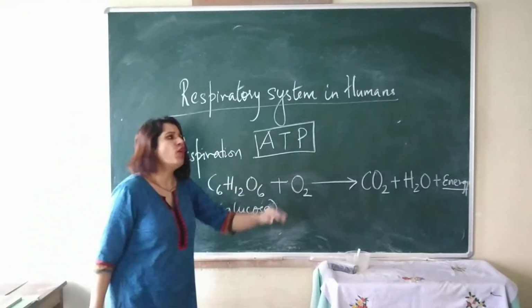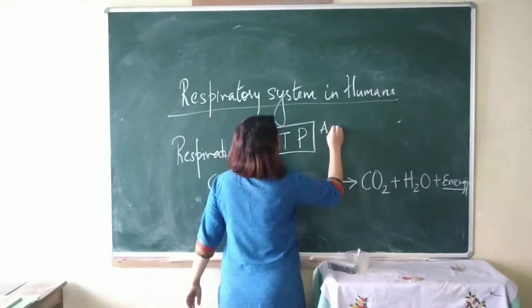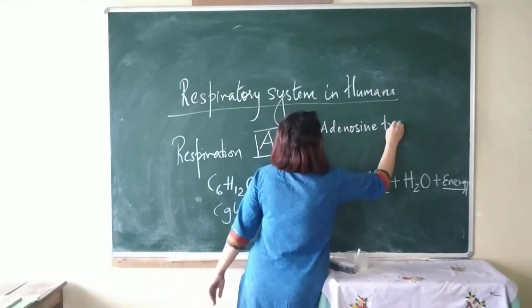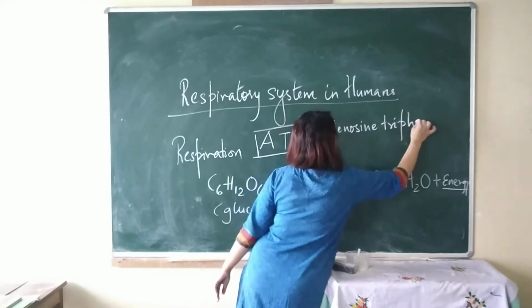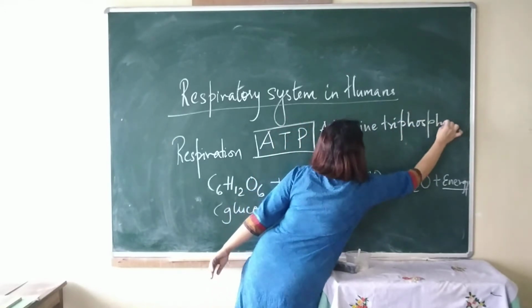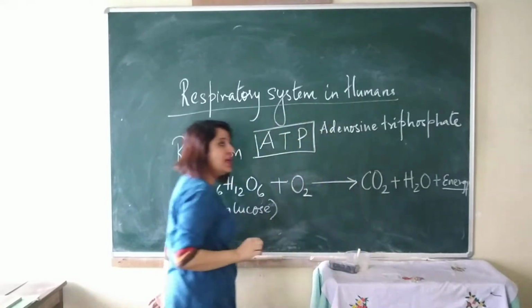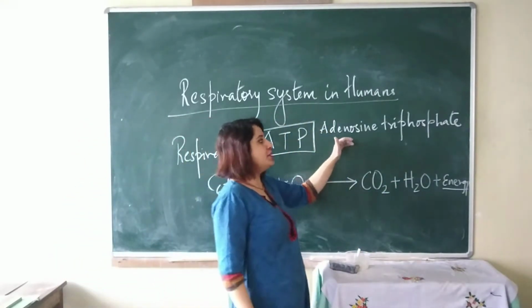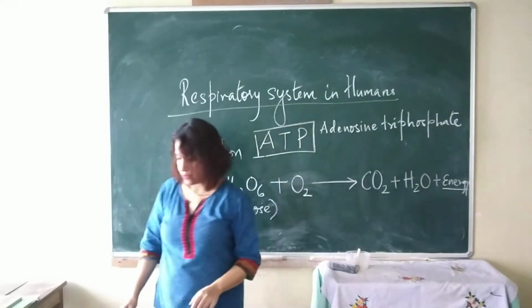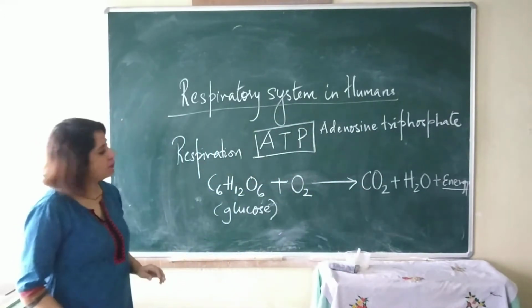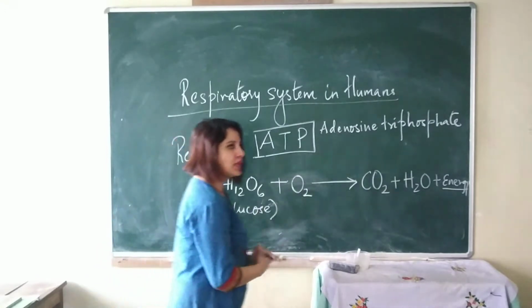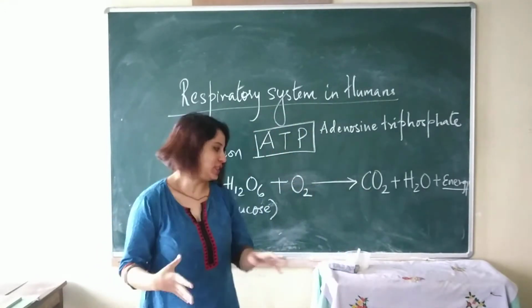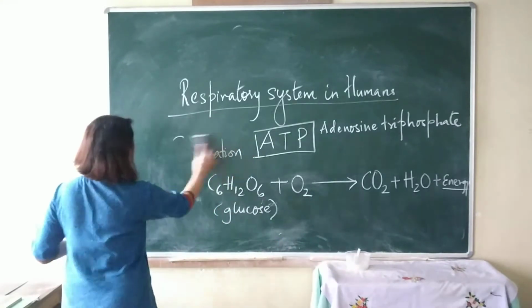Now the full form of ATP is adenosine triphosphate. So energy is stored in the form of ATP and the full form of ATP is adenosine triphosphate. Now respiration is of two types, aerobic respiration and anaerobic respiration. So let's discuss it.